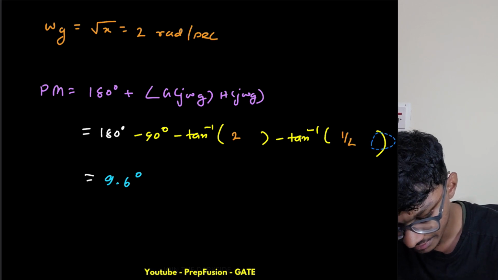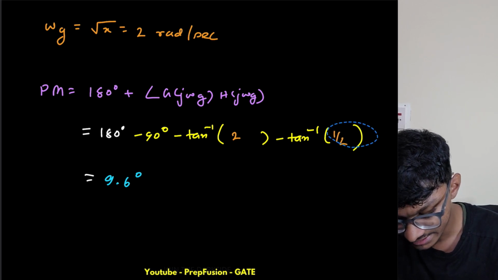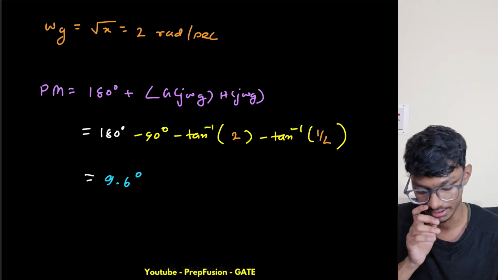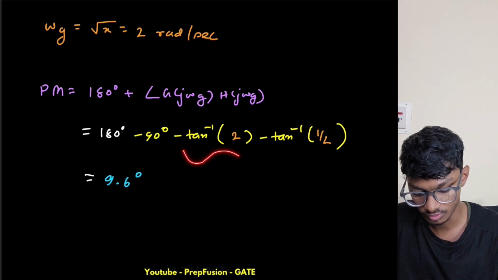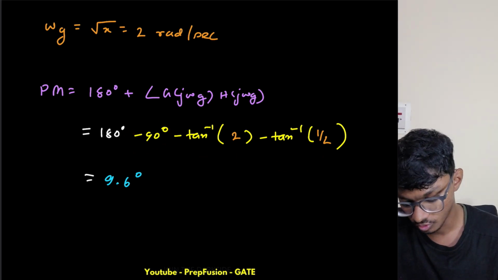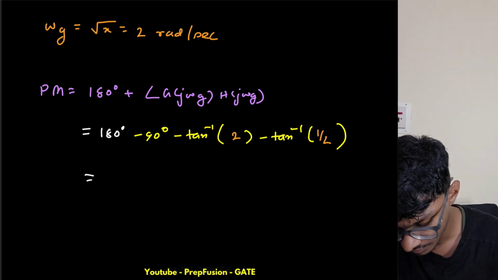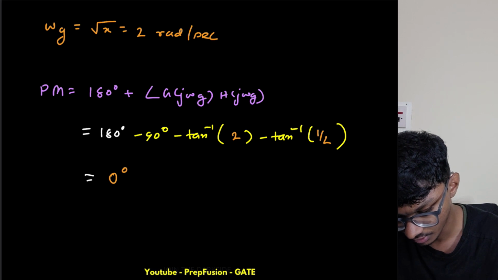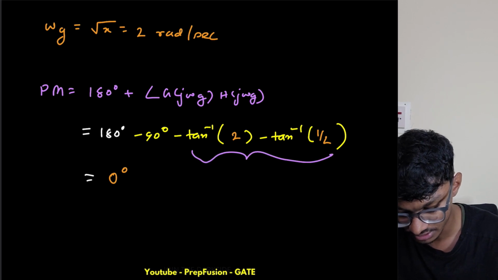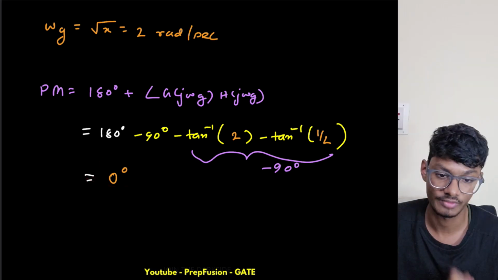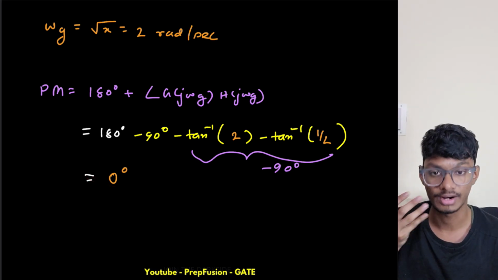Now do you know the trick? I've already told you, right? Tan inverse x plus tan inverse 1 by x is 90. So this whole thing will contribute minus 90, because minus is in common, and this is also minus 90. So overall my phase margin will go to 0 degrees. Tan inverse x plus tan inverse 1 over x is 90 degrees. So overall it will go to 0 degrees. So my phase margin is 0. I don't have any margin left.